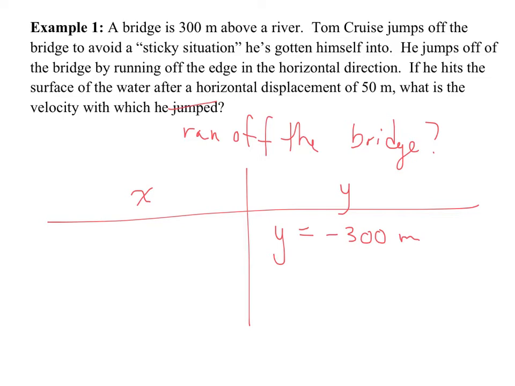Good, that's one piece. And what else do I have? We know the acceleration. What is it? Negative 9.81. I'm going to put a_y for acceleration in the y direction. And very good, Victoria. Negative 9.81 meters per second squared. Good, good, good.